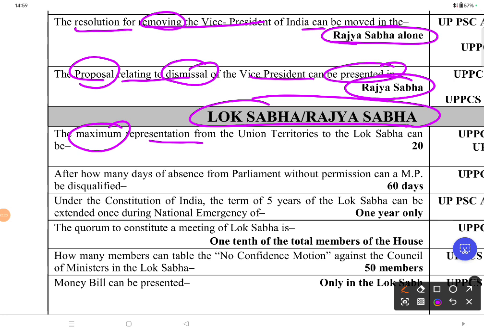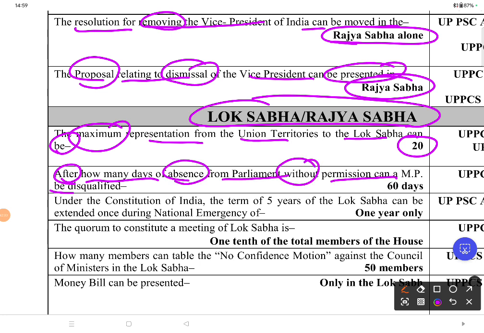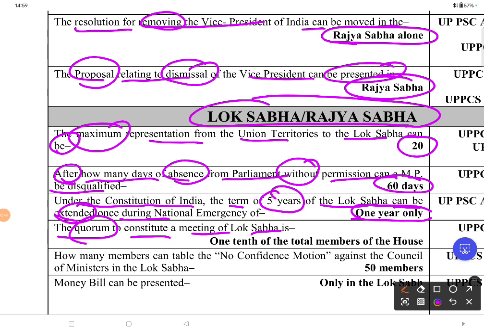The maximum representation from Union Territories to the Lok Sabha can be 20. After how many days of absence from Parliament without permission can an MP be disqualified? 60 days. Under the Constitution of India, the term of 5 years of the Lok Sabha can be extended during a national emergency by 1 year only, at a time. The quorum to constitute a meeting of the Lok Sabha is 1/10 of the total members of the House. How many members can table the no confidence motion against the Council of Ministers in the Lok Sabha? 50 members.